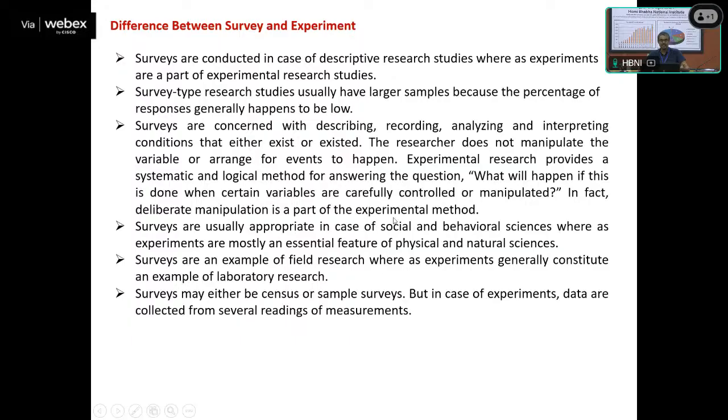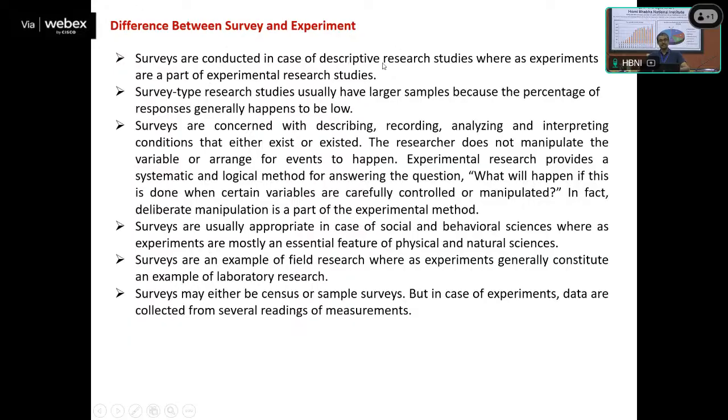Surveys are usually appropriate in case of social and behavioral sciences, while experiments are usually done in case of physical and natural sciences. In surveys, you are describing, recording, analyzing and interpreting the data, while in experiments, you are manipulating the experimental conditions and collecting the data. Survey research studies usually have larger samples because the percentage of responses generally happens to be low. So these are the major differences between a survey type of primary data collection and an experiment type of primary data collection.